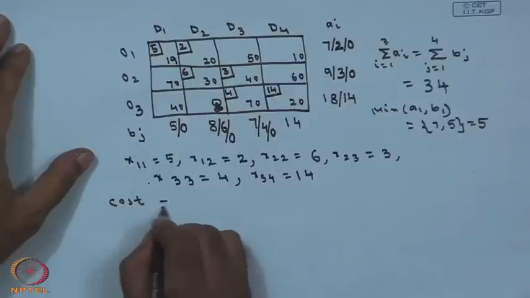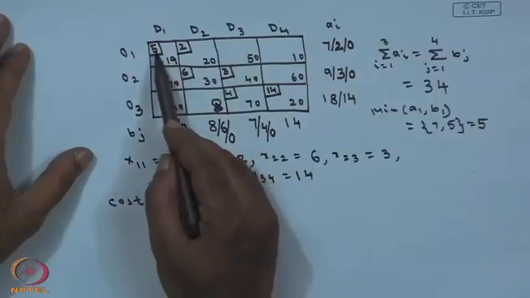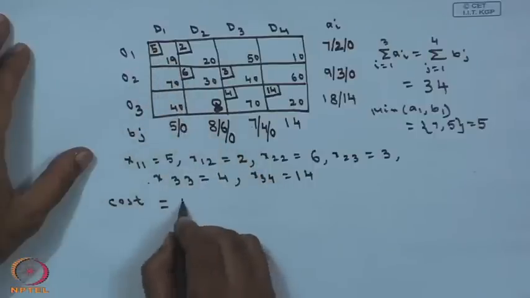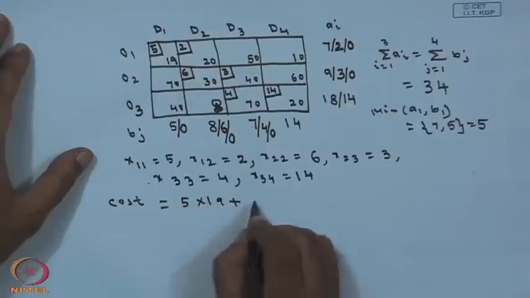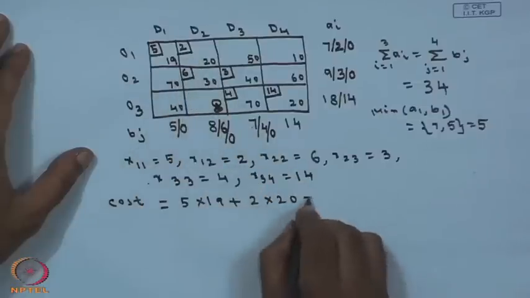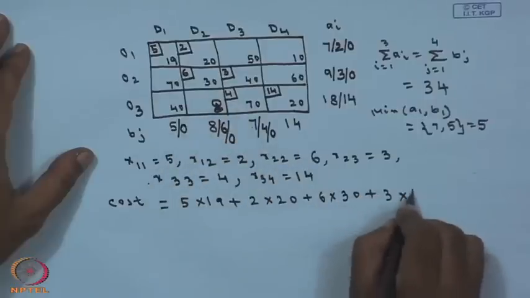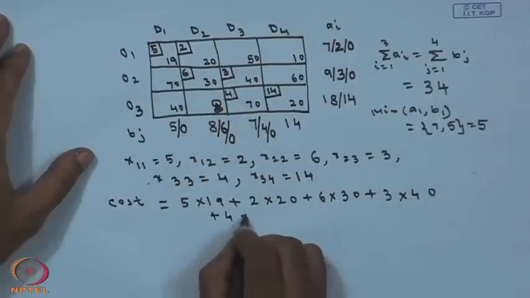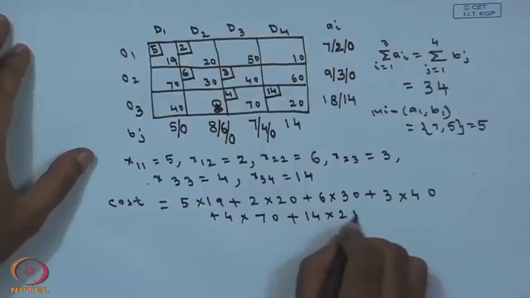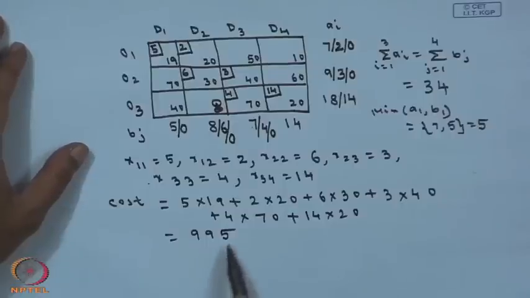How to calculate the cost now? The cost will be equal to, you see, 5 into 19, that is you allocated 5 units, what is the unit cost? Unit cost is 19. So, it should be 5 into 19 plus 2 into 20 for the next cell, then for this cell 6 into 30, plus next cell 3 into 40, plus 4 into 70 and the last cell 14 into 20. So, if you calculate this becomes 995. So, the cost becomes 995.